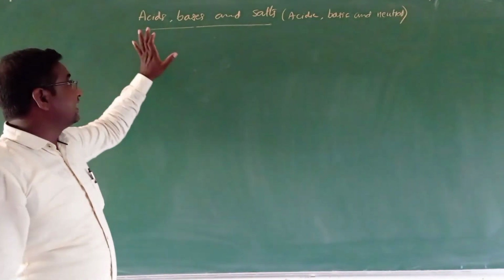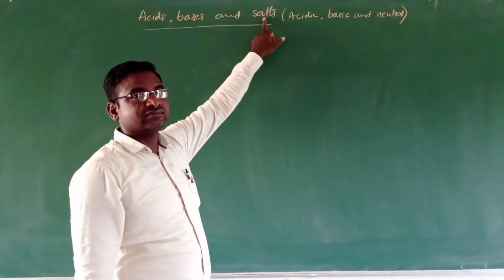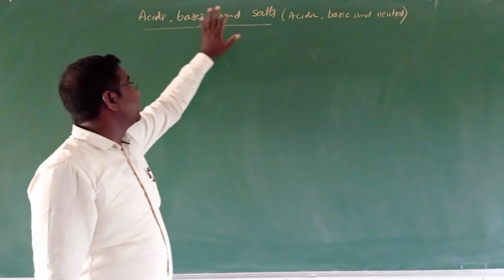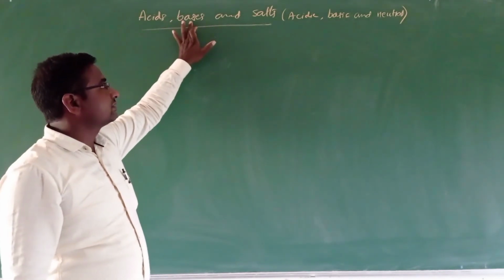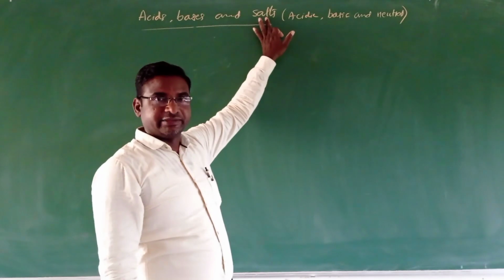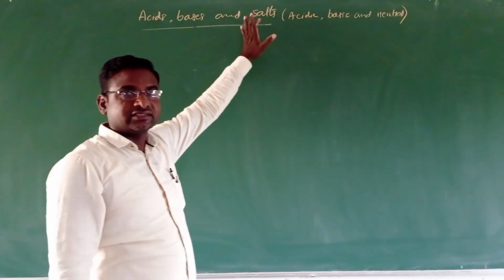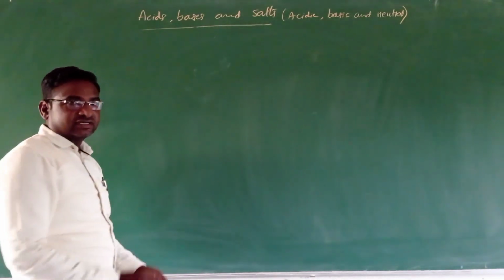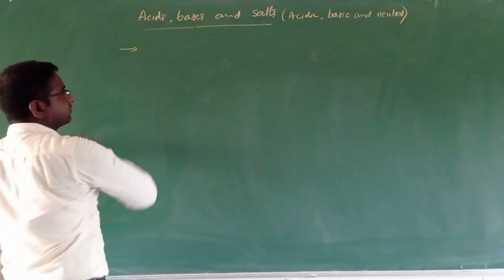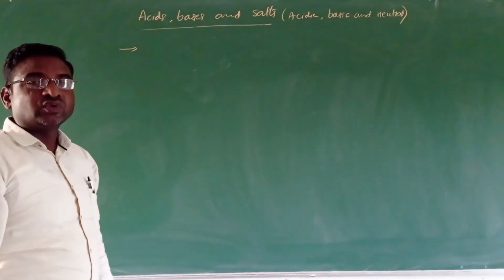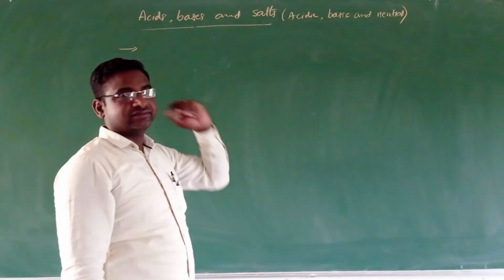Here by reacting an acid with a base we can get salts. Based on the strength of the acid or base, the salt's nature depends. So that we will discuss later. First in this chapter, we discuss how to identify an acid or how to identify a base.